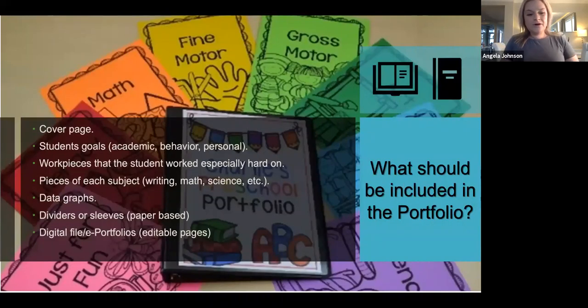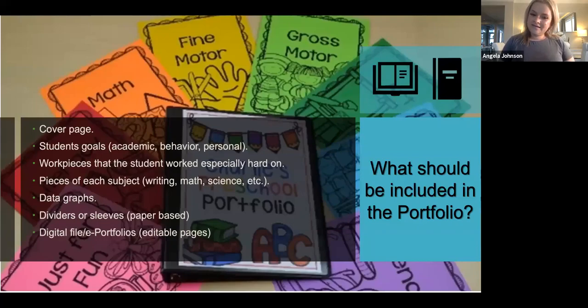All right, so another important piece is having work pieces that the student worked especially hard on. So special pieces of work, because they will feel very excited to share that. So they're masterpieces. Then pieces of each subject. So you should have something for writing, math, science, and so a variety of pieces. Then data graphs, we'll talk more about that in a second.